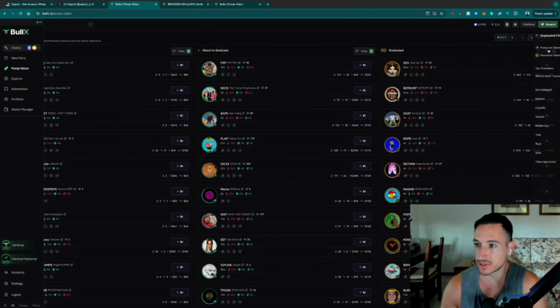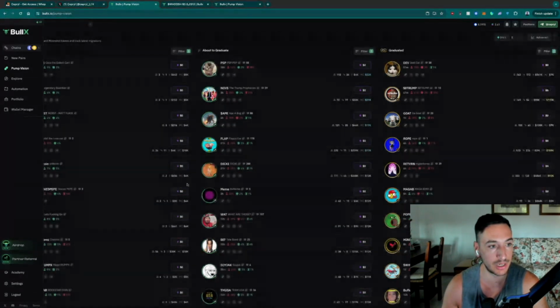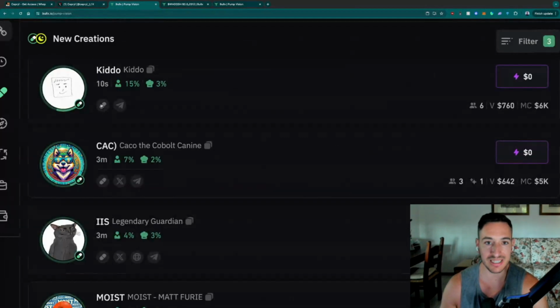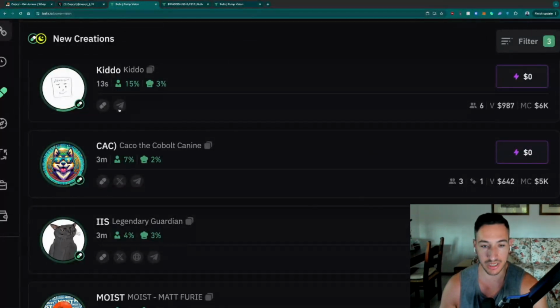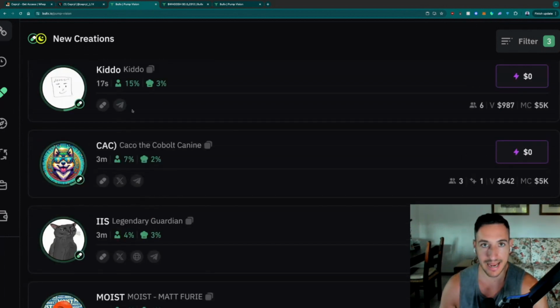So for the filtering, I'm gonna remove the dev holding because I actually want to show you the icon pretty much in detail. You can see that the social media icons are here. So if this doesn't have not even a Telegram, then if you put the filtering of having a social on, it's not going to show in the first place. But you can see X, you can see Telegram, and the website. Those are the three icons.